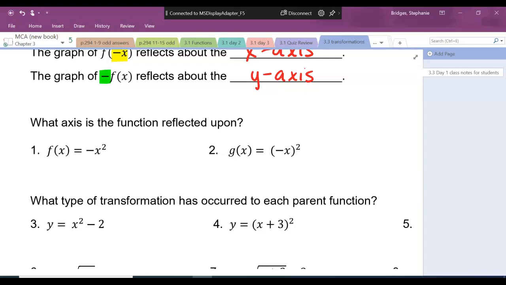What do you think about number one? What would that reflect on, x or y? The x, yeah. This is the x-axis because it's a -1 times x squared, kind of like this one is. A -1 times the absolute value of x.